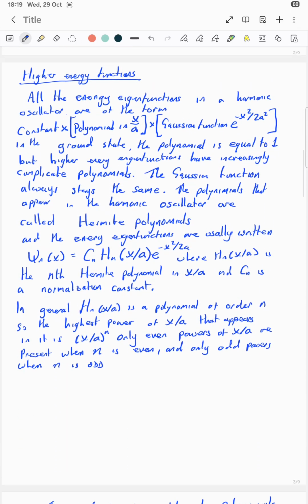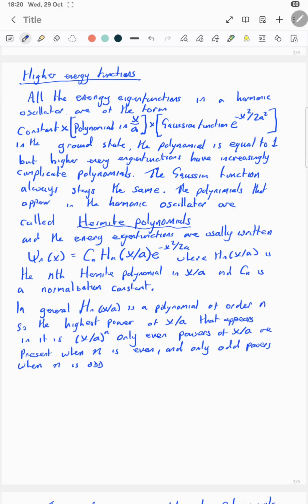Now higher energy functions, or the energy eigenfunctions in a harmonic oscillator, are of the form constant multiplied by a polynomial in x over a multiplied by a Gaussian function e to the minus x squared over 2a squared. In the ground state, the polynomial is equal to 1, but higher energy eigenfunctions have increasingly complicated polynomials. The Gaussian function always stays the same. The polynomials that appear in the harmonic oscillator are called harmonic polynomials.